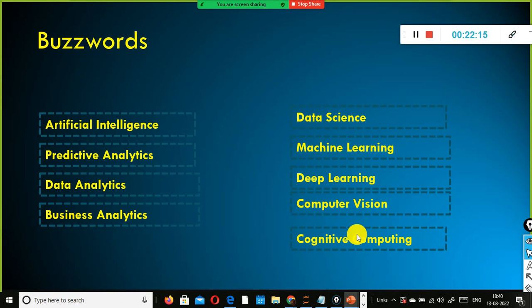Okay, and we have something else called cognitive computing. IBM, they introduced something called cognitive computing. Anyhow, I'm not going to talk about this at this moment. You will get overwhelmed if I talk about this. We'll discuss this at a later point in time.